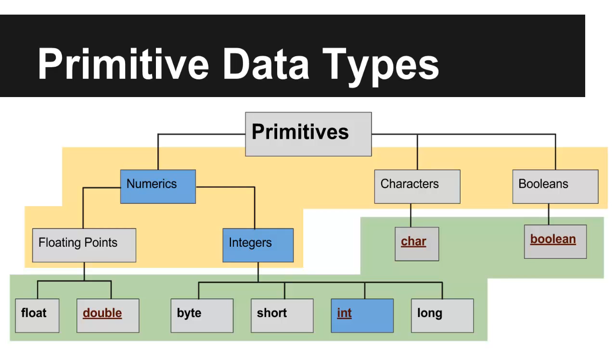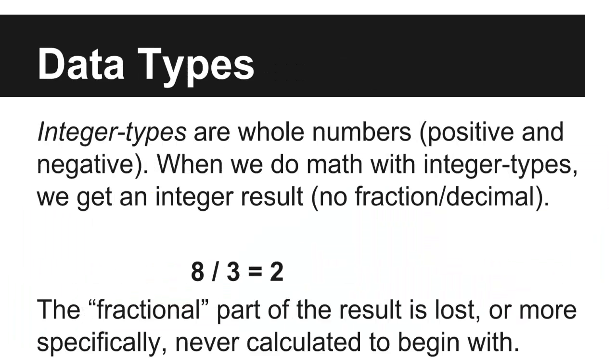With the integer types, the one that we're going to worry about right now is the int. That's the default. That's what Java assumes everything is. The floating point types are floats and doubles. Doubles are the default there, and we're not going to worry about those for a couple of weeks. The integer types, like the int, are whole numbers, both positive and negative. And when we do math with integer types, we always get an integer result, even if we're doing division. So that is to say that we never get a fraction or a decimal.